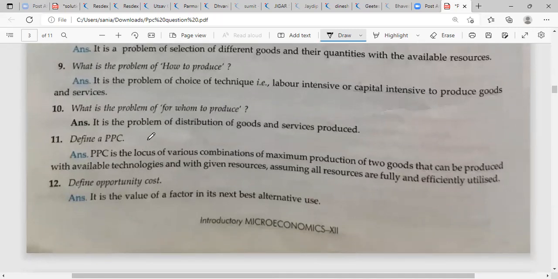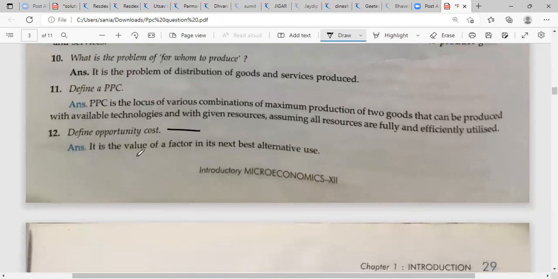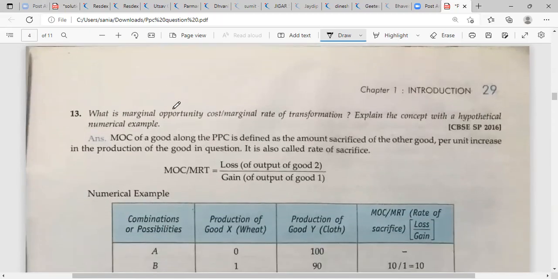Next, define PPC. You already know PPC is a graphical representation and all that. You know opportunity cost. Yes, ma'am. The value of next best alternative foregone and all that. Then you already know marginal opportunity costs, right? Explain the concept with a hypothetical numerical.